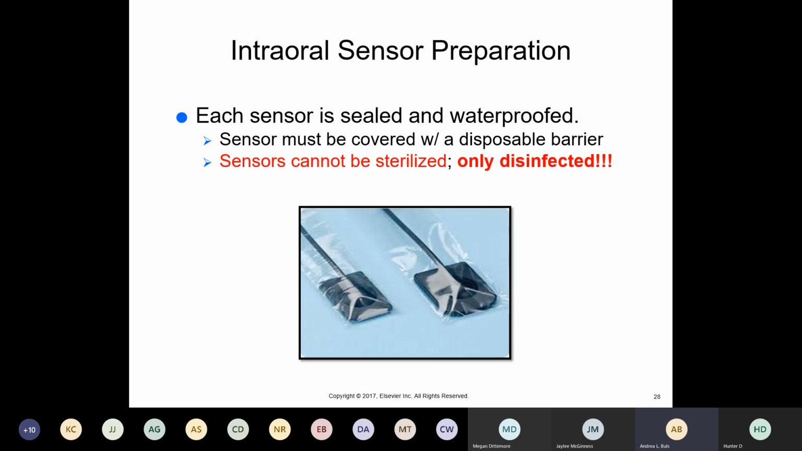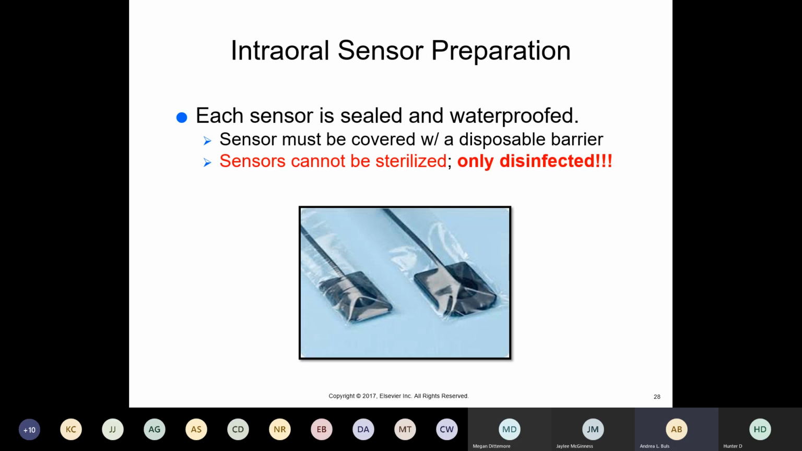Making sure that we are disinfecting our sensors, that we're covering them with those waterproof barriers. Remember that a sensor can never, ever, ever be sterilized. I had a student, and that's why I always say I never want to see those sensors back in the sterilizing area. I had a student that I caught putting the sensor in a bag to go in the autoclave, and I about had a heart attack.